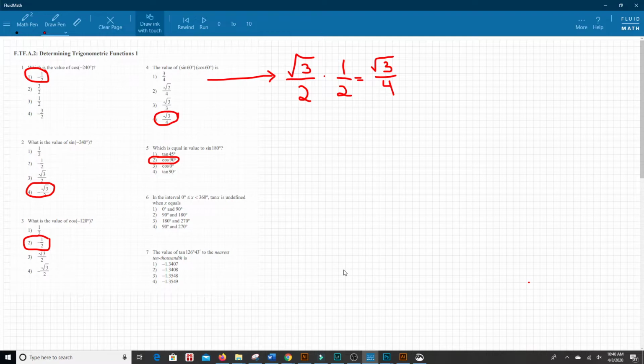Question 6 says, in the interval of 0 to 360, the tangent of x is undefined when x equals what? The tangent of x would be undefined if we have 1 over 0. Anything over 0 is going to be undefined. So, let's look at the tangent of x. Go back to our chart.